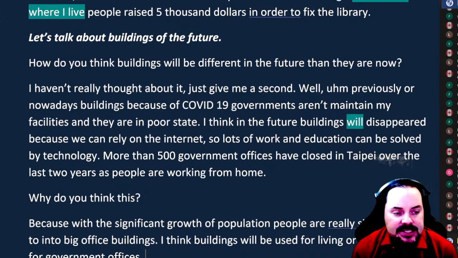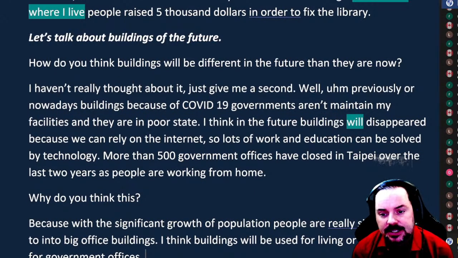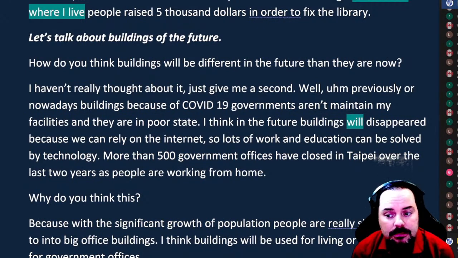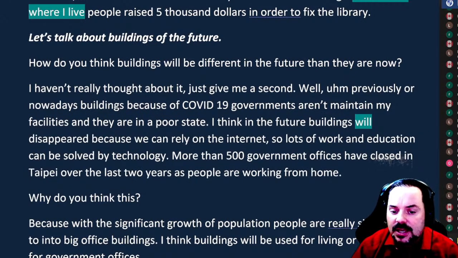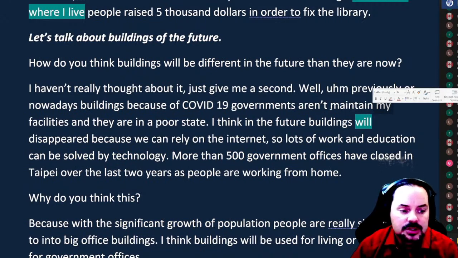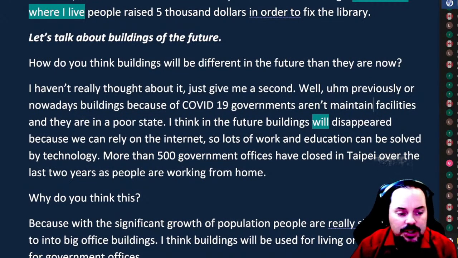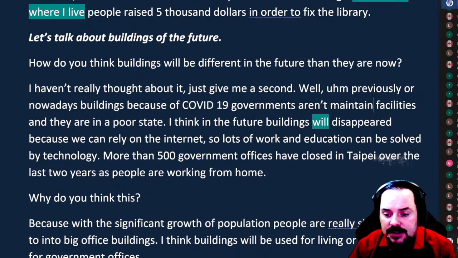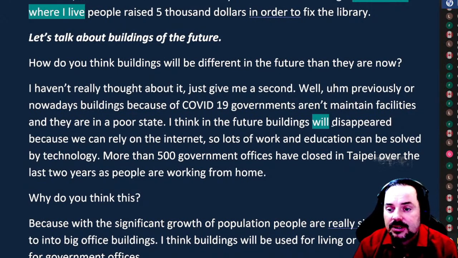Well, previously or even nowadays, buildings, because of COVID-19, governments aren't maintaining these facilities and they are in a poor state. I think in the future, buildings will disappear because we can rely on the internet. So lots of work in education can be solved by technology from home. More than 500 government offices have closed in Taipei over the last 2 years as people are working from home. So how do you think buildings will be different in the future than they are now?